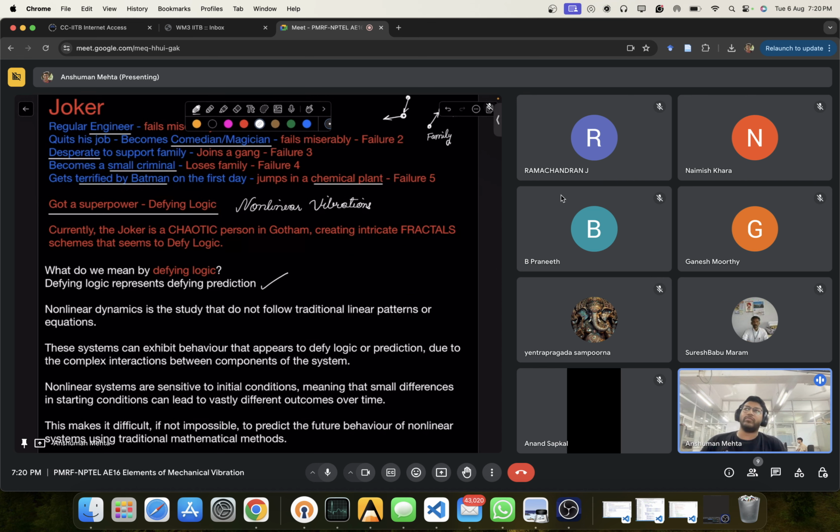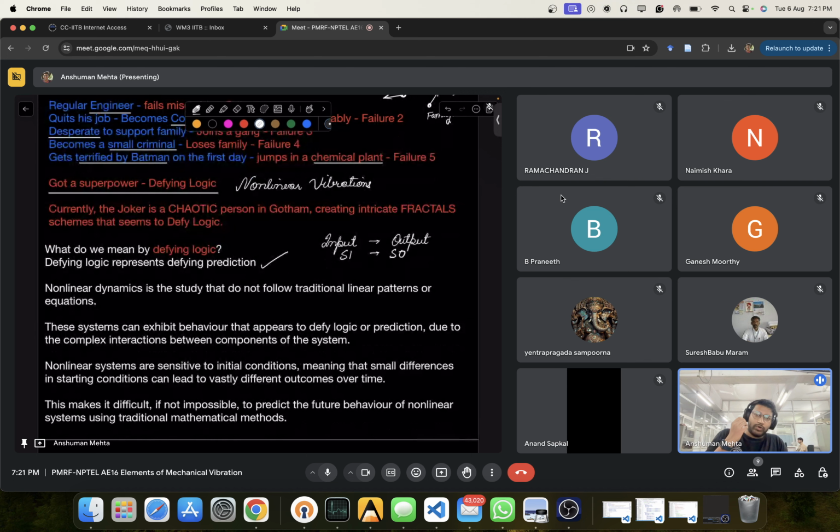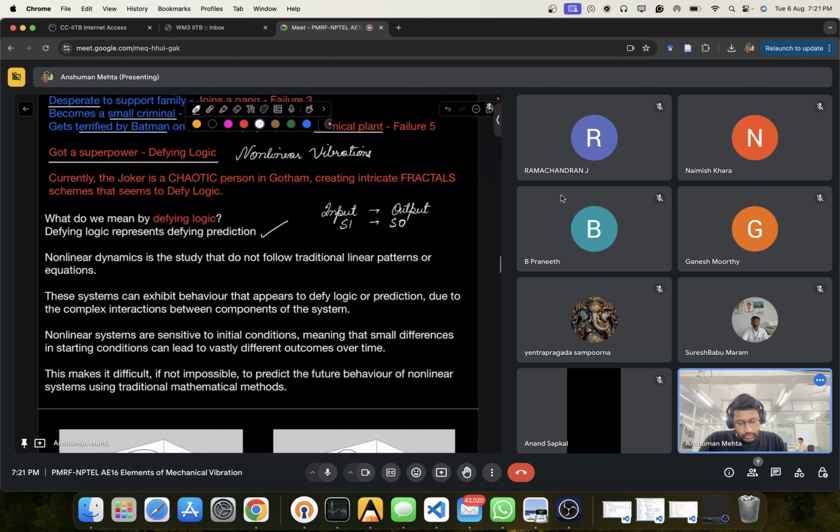In a linear system, if you give the input, it has one and only one output. It's like a seesaw, single input, single output. But in a non-linear system, for one input you can have many outputs. So it's like you thought that something will happen, but that thing doesn't happen.